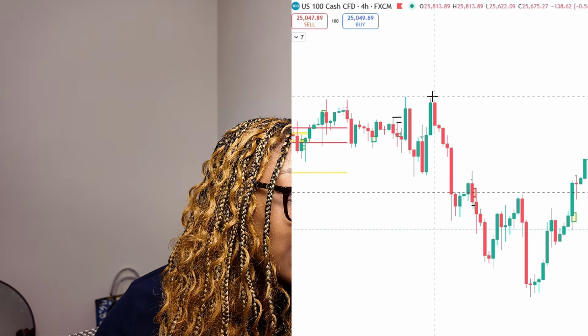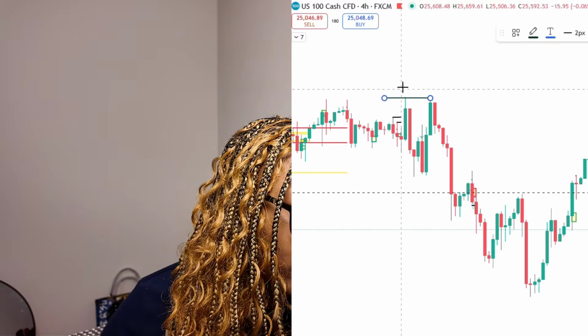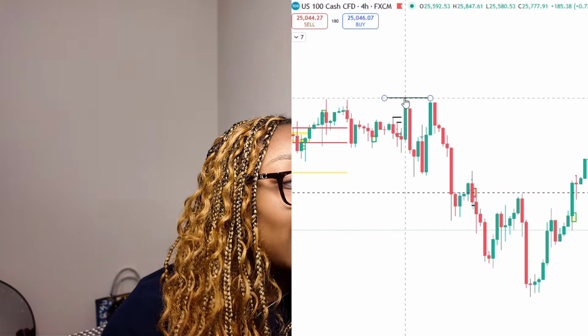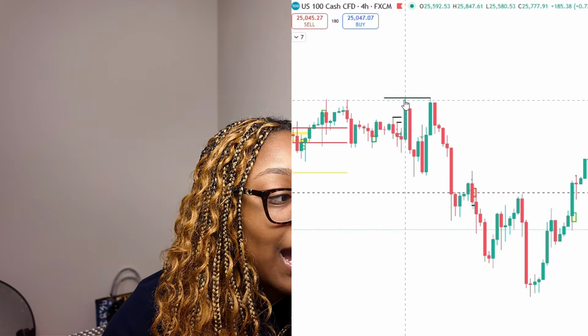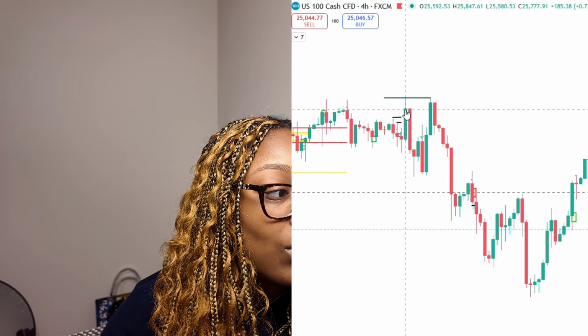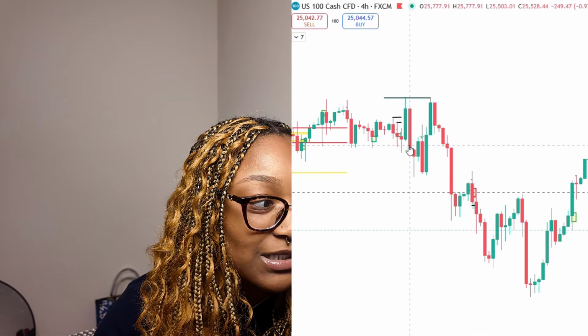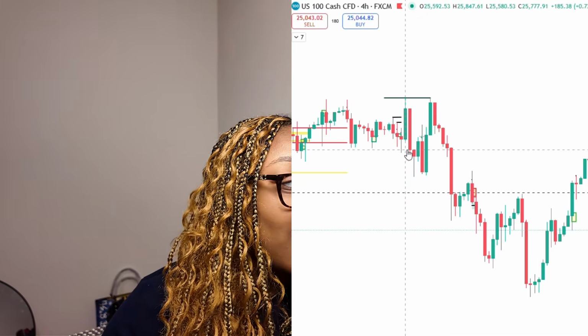Equal highs, just a little bit. But we do have liquidity sitting right there for sure. We have liquidity sitting right here. It's a higher high, right? And then we got a green candle and we got a red candle. Buyers bought right here, sellers sold right here. So we got stop losses up here and stop losses down here.